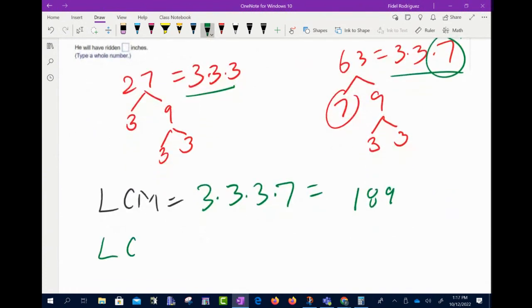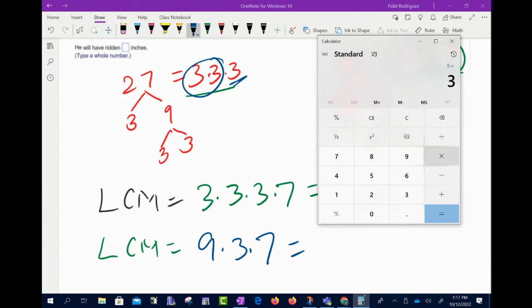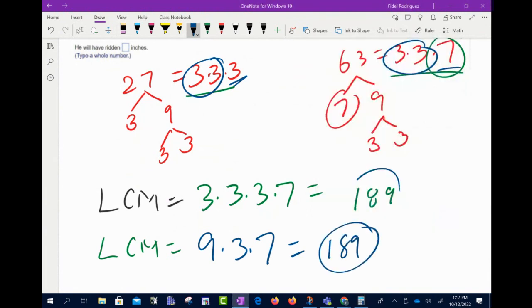The other way we could do it, y'all, and again, I want you to figure out which way works easier for you, is to say, what numbers do we have in common? The 9. What else was left over? This 3 here and that 7 over there. And if I take 9 times 3 times 7, I still come up with 189. Whichever way is easier is the way that I want you all to do it, okay?